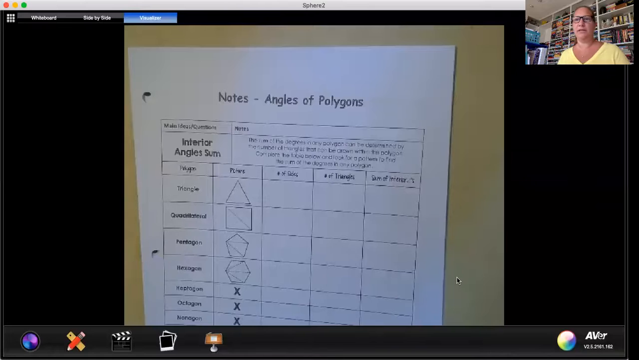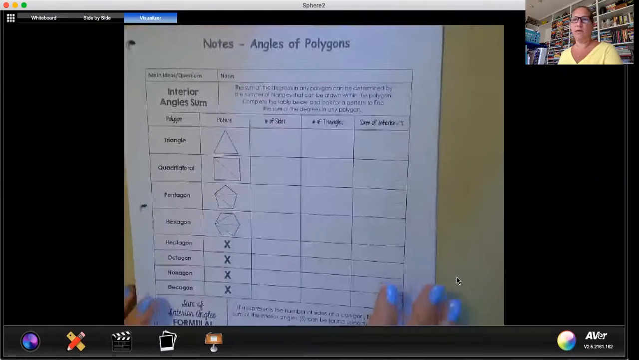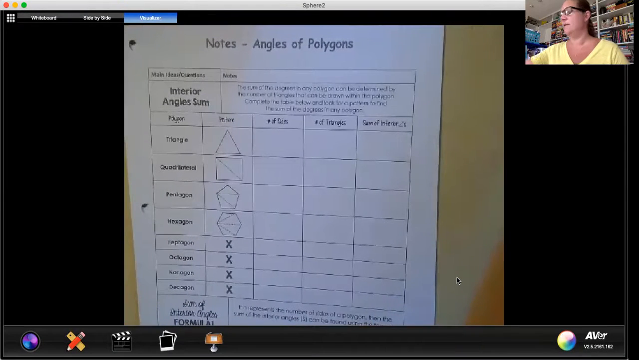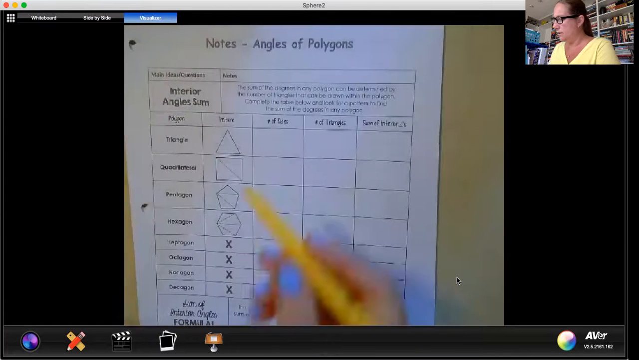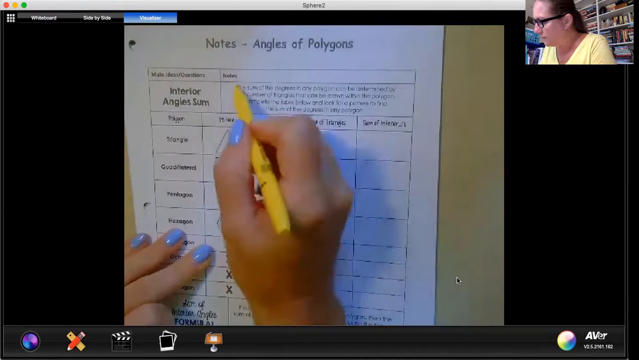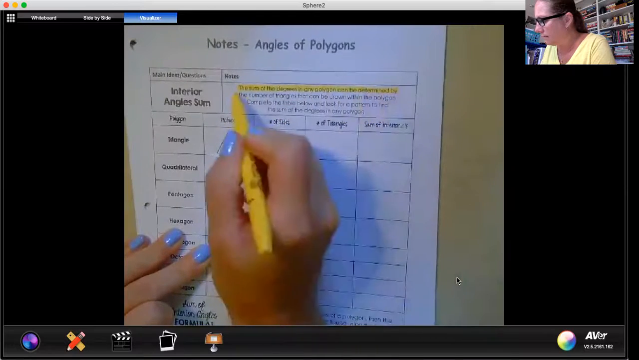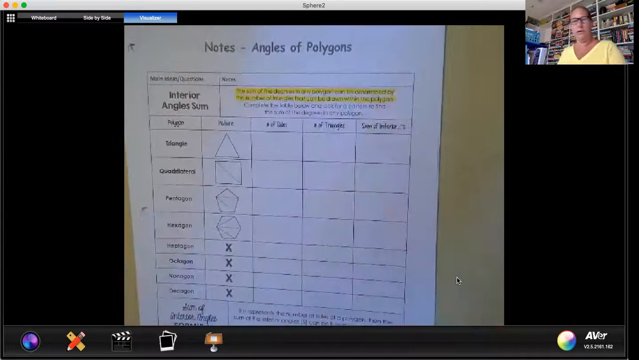Hey guys, today we're going to start a chapter on geometry and we're going to be working with angles of polygons. So we're going to start with just how do these formulas come to be? How can we find these formulas and use these formulas to find what we need? The sum of the degrees in any polygon can be determined by the number of triangles that can be drawn within the polygon. So the number of triangles is what guides this formula.